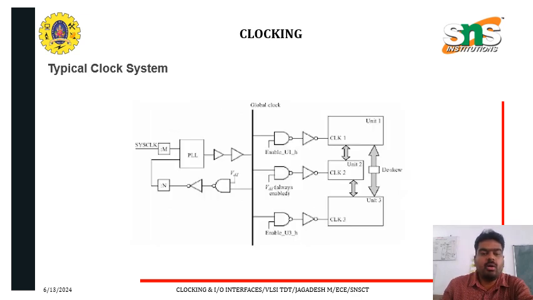So the typical clock system consists of this. Say we have a PLL, and the system clock is given over here, and this is the global clock. The enabling pin is there, and there are several logic gates designed to make the typical clock system.